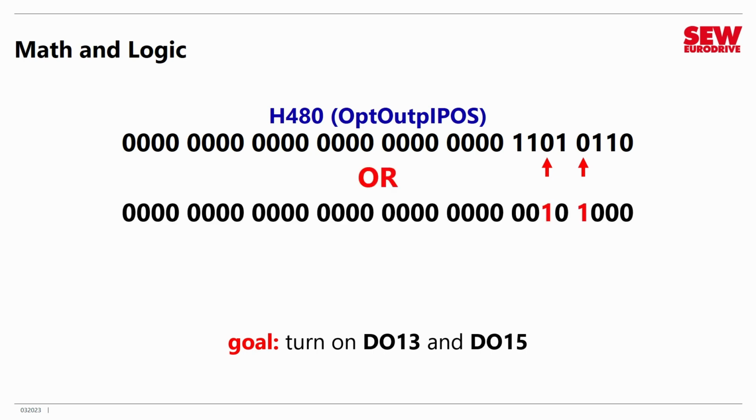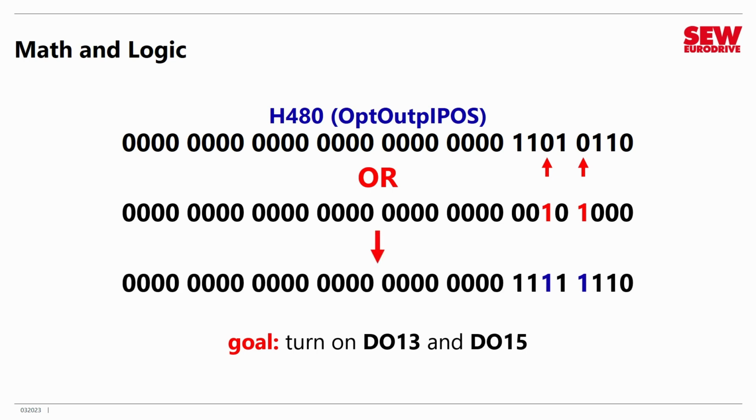The way you do it is you OR it with a binary number that has a 1 in each position that you want to turn on. So we create a binary number here and we put 1s only in the locations that we wish to switch on and 0s everywhere else. So we OR H480 with that number, and here's what happens. Those 2 bits go on. If you had lights attached to them, they'd light up as soon as you did this. So that's how you set bits, by ORing with 1s.